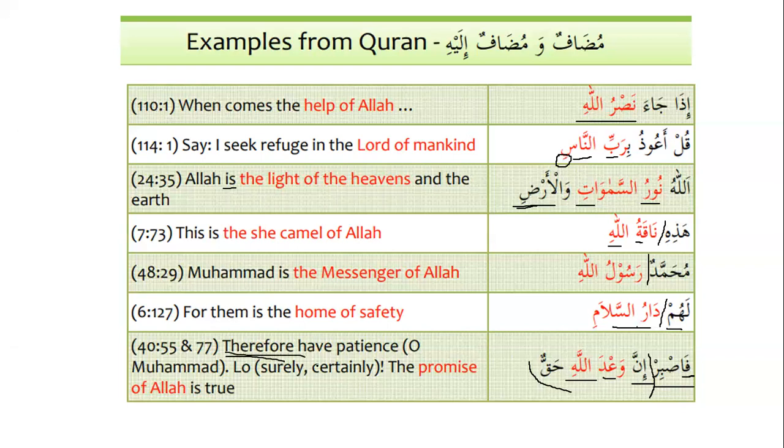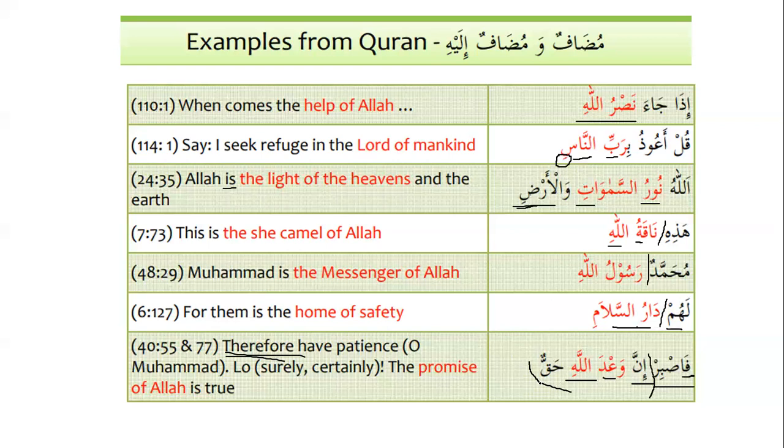Therefore, and then after that, inna, from inna up to haqqun, you can further break it: wa'dallahi is ismu inna and haqqun is khabaru inna. The complete sentence is a verbal sentence. When you break it into two parts, fasbir is fi'l plus fa'il, and inna wa'dallahi haqqun is maf'ul bihi. And if you start from inna, then wa'dallahi is ismu inna and haqqun is khabaru inna.